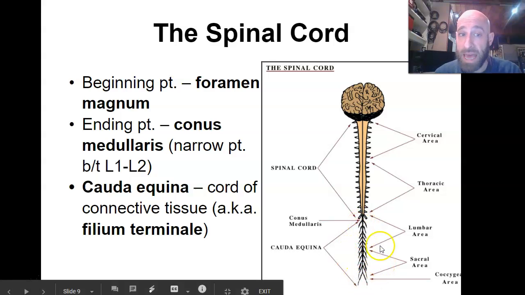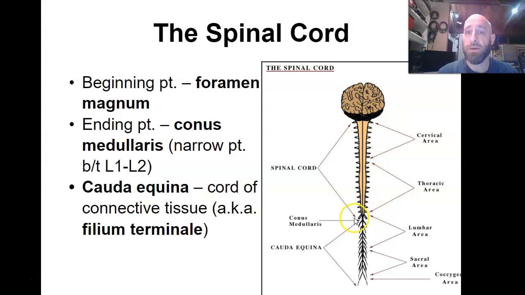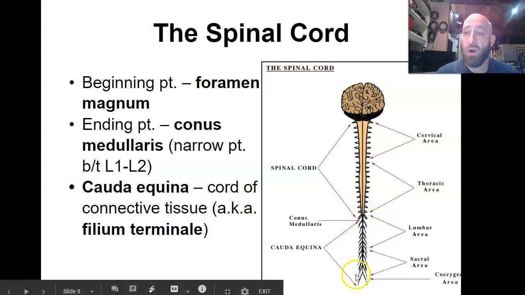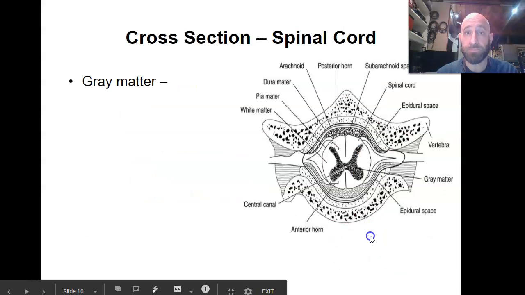So they do extend, and cauda equina means horse's tail. Equina means horse and cauda means tail. So the reason why they call it that is because it looks kind of like a horse's tail coming off of the end of the spinal cord. So we have our beginning point, which is the foramen magnum, and then we have our end point, which is the conus medullaris, and then continuing off of that, we have what's called the cauda equina, which extends all the way down, and that's where the nerves come down to the lower part of your body.